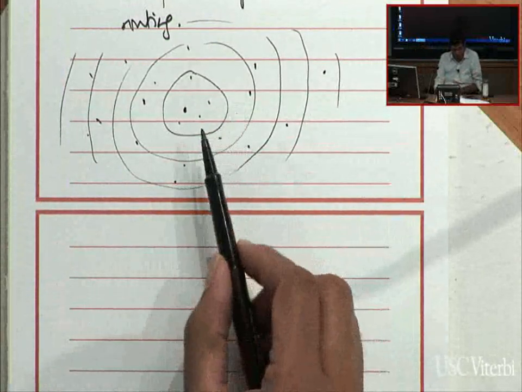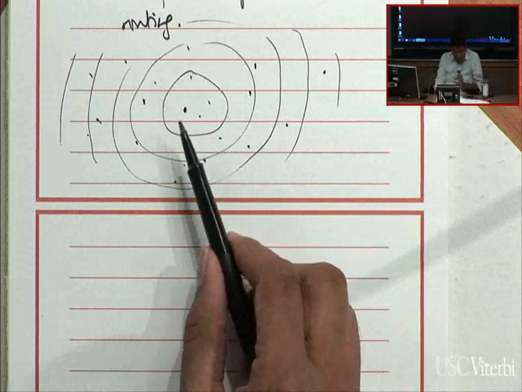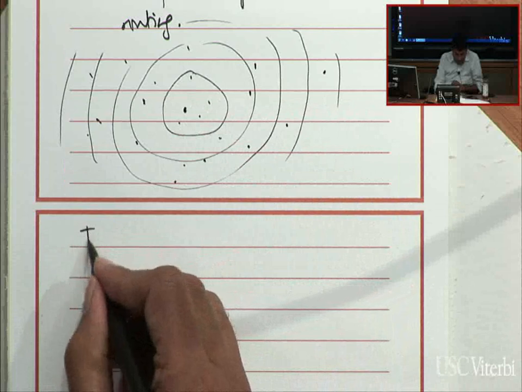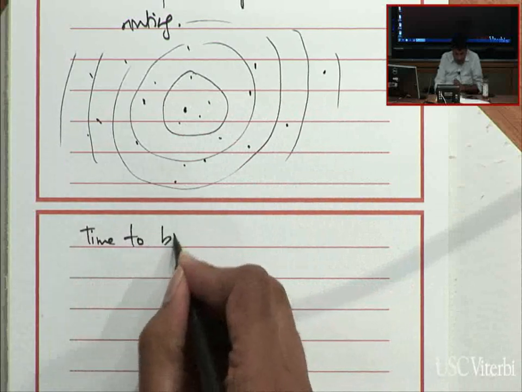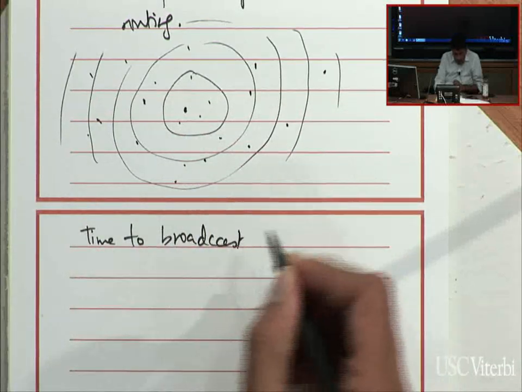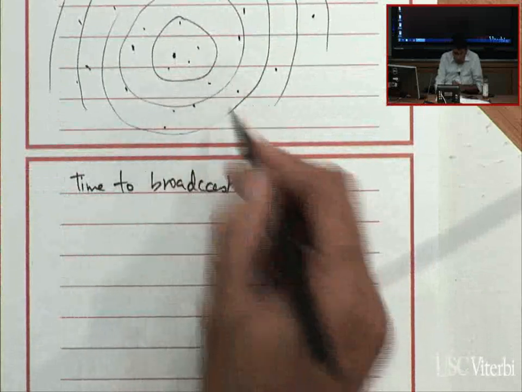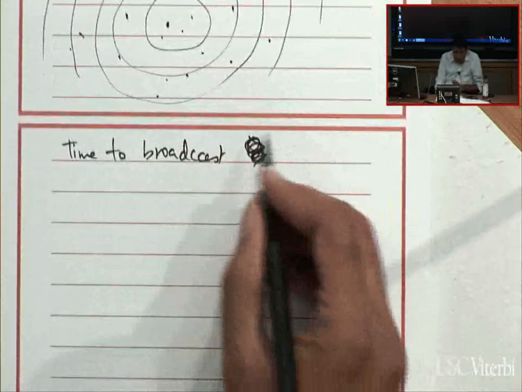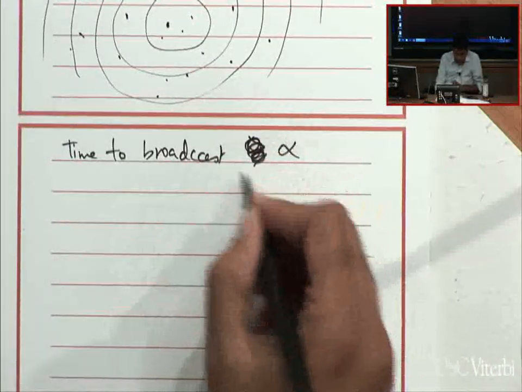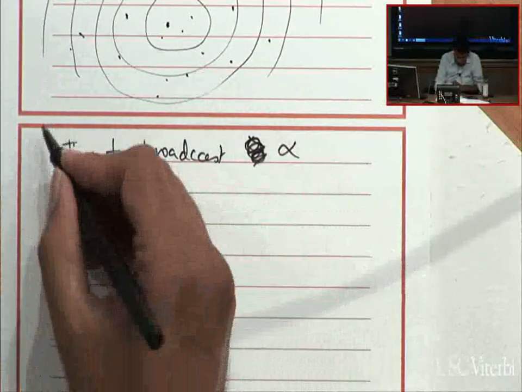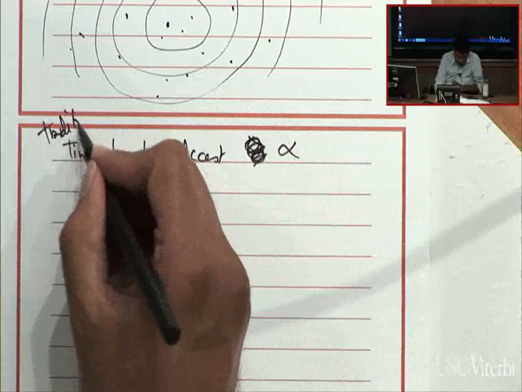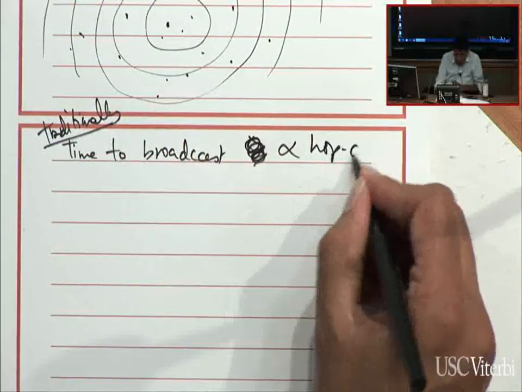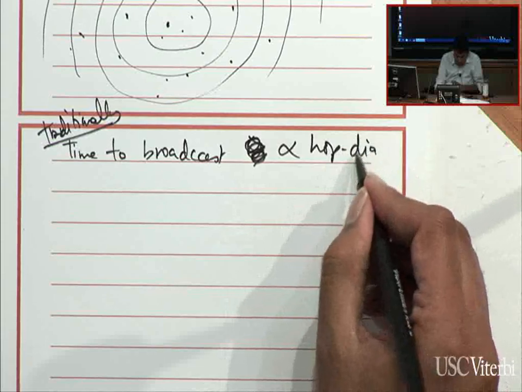So in a very simple network, you might expect that the time to broadcast should be, or you might think, so traditionally at least, would be proportional to what we call the hop diameter or hop radius.